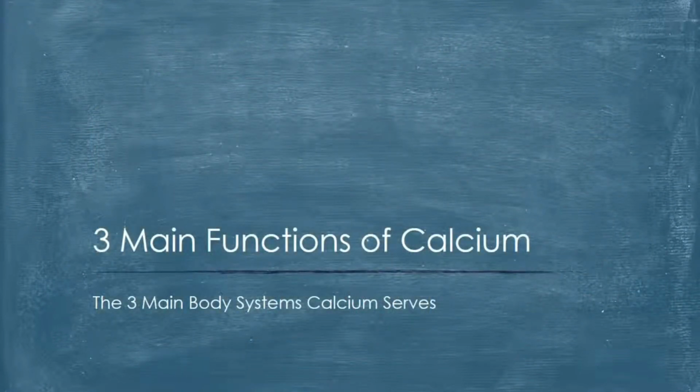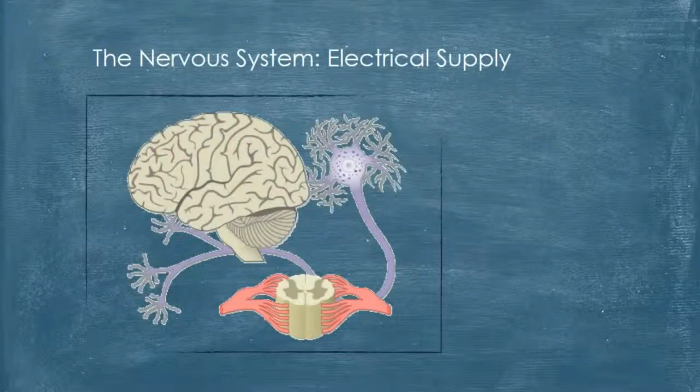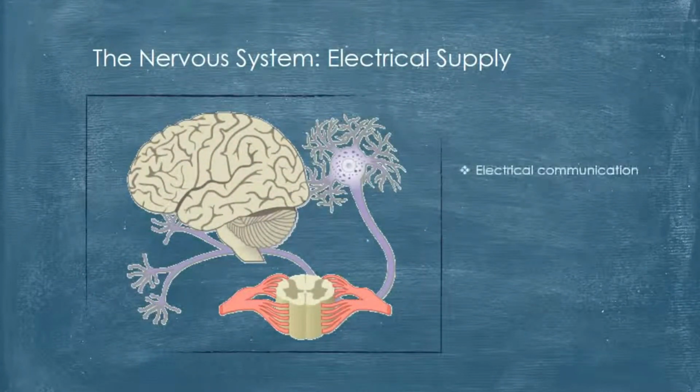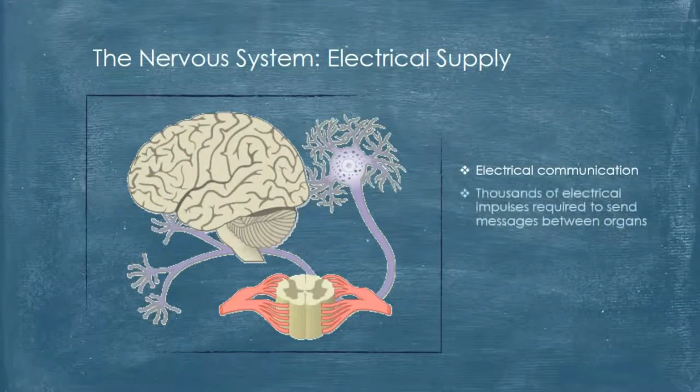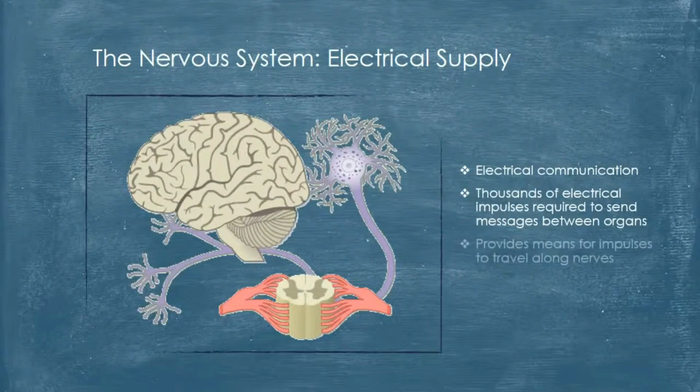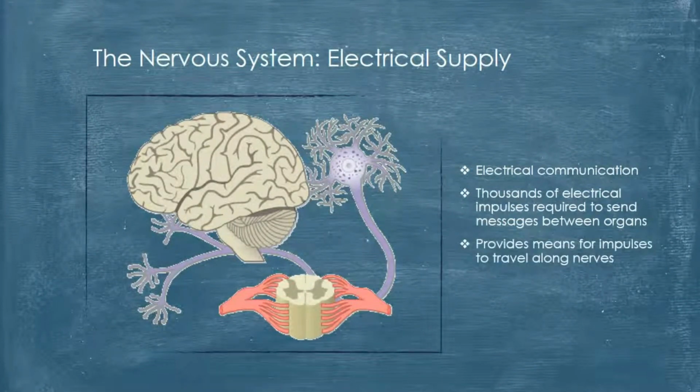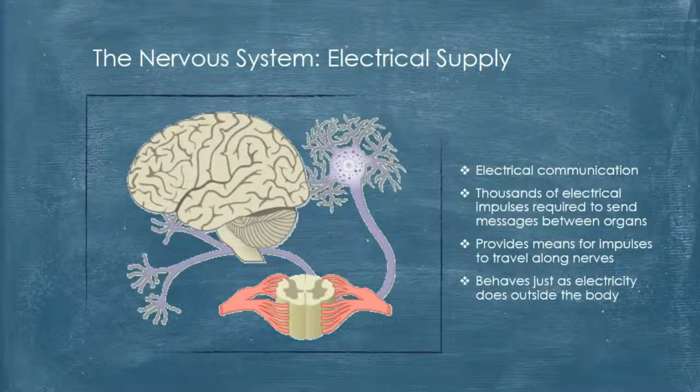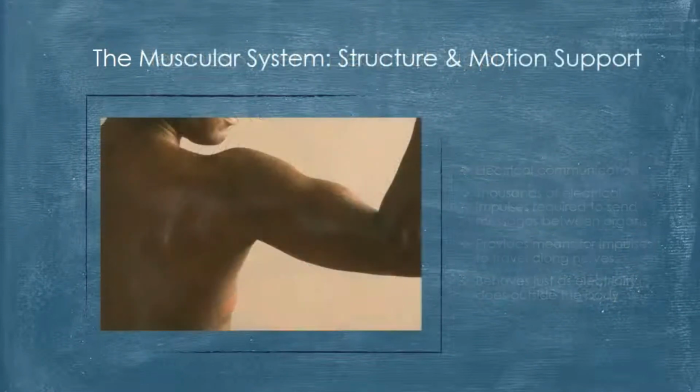Now let's take a look at the three main functions of calcium in the systems that it serves. The nervous system could be called the electrical communication system of the body. Thousands of electrical impulses are required to send messages between organs to make them function. Calcium provides the means for electrical impulses to travel along nerves. This is conduction of electricity in fact, and behaves just as electricity does outside the body.